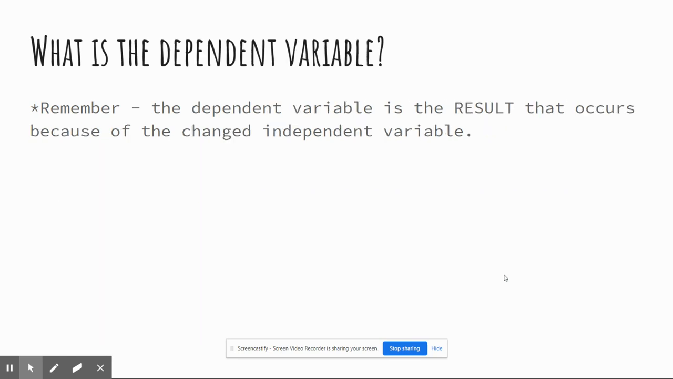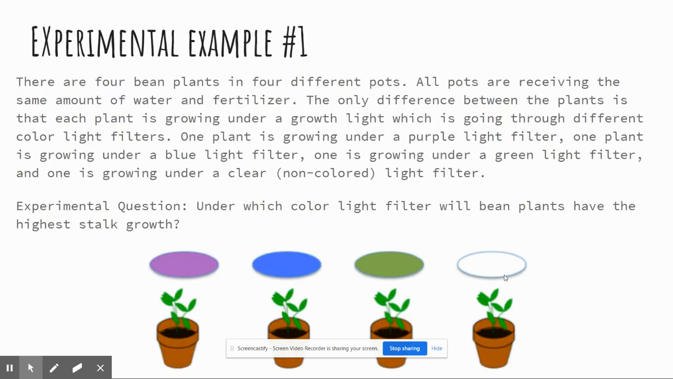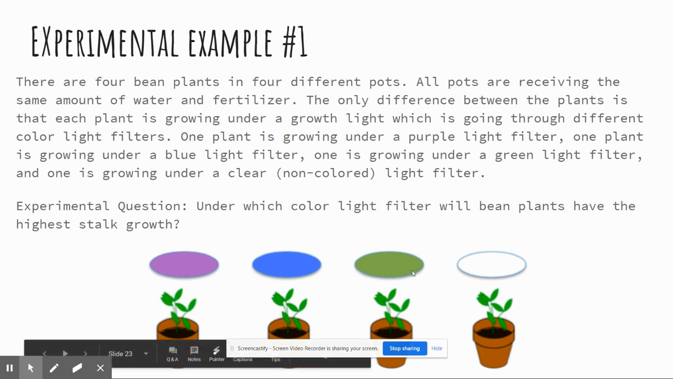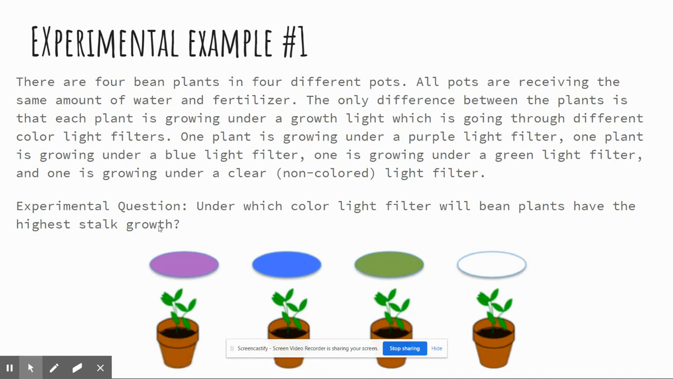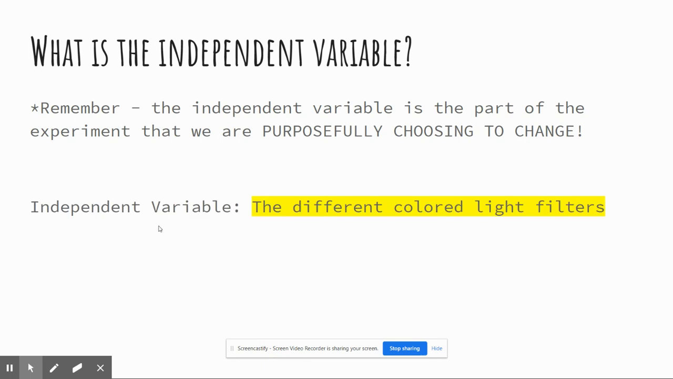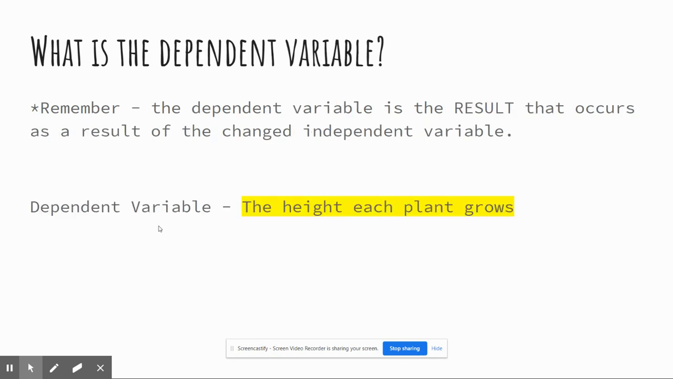When we look at the dependent variable, right, this is going to be the result that happens because of this changing independent variable. We are trying to determine if growing these plants under different color light filters will affect, right, the highest stalk growth. So we're trying to see if these different colored lights are going to affect how high each plant grows. So that would be our dependent variable because the height that each plant grows is going to depend on which color light filter it is growing under. So that would be our dependent variable.